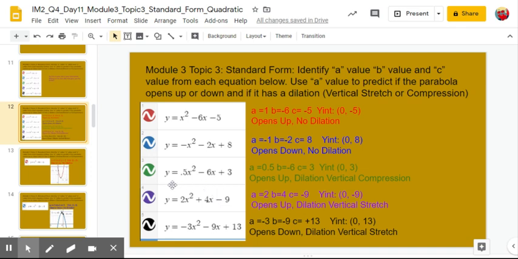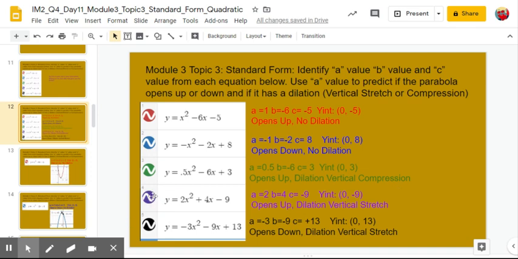All right, for the next one, our a value is 0.5, or you might say 1/2. Our b value is -6, and our c value is 3. So the 0.5, it's positive, so it tells us it opens up. It does have a dilation. It's a vertical compression, so it's going to be a wider or fatter parabola. And the c value is 3, tells us that the y-intercept is 0, 3.